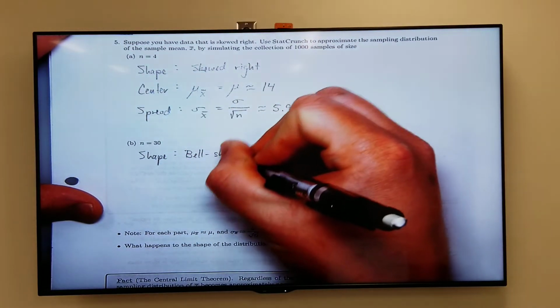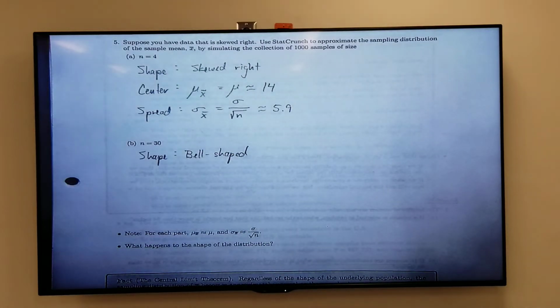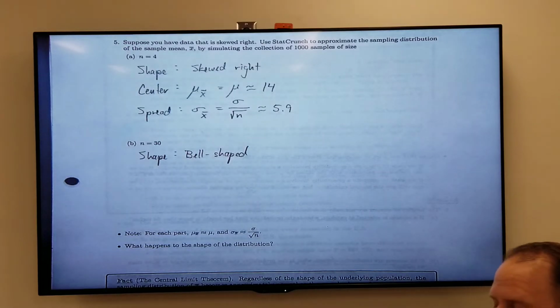So even though the population that we started out with was skewed right, the distribution of the sample means was still bell-shaped. Remember when I told you that there are a lot of phenomena in the real world that follow a bell-shaped distribution, that follow a normal distribution? Well, this is one of the reasons why. It doesn't matter what kind of population you're starting out with, whether the population is normally distributed or not, the sample means are going to be normally distributed. That's a really cool thing, and it's really, really useful for us.